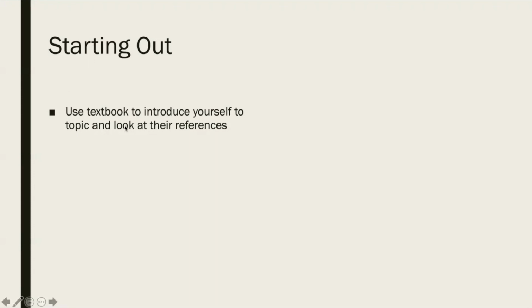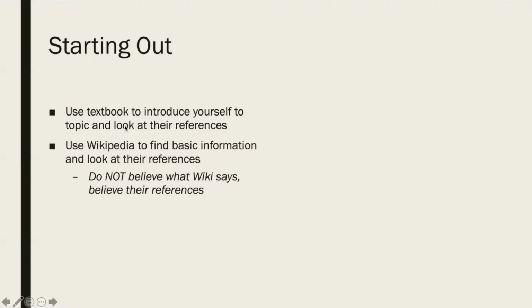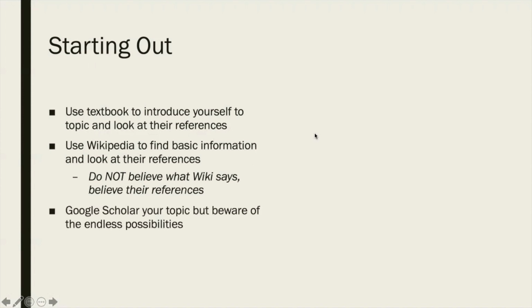You can also use Wikipedia to find some basic information. Make sure you also look at their references. Don't just believe everything that Wikipedia says. You can Google Scholar your topic, but Google Scholar will have a lot of endless possibilities, and I will talk more about the differences between Google Scholar and a curated data set like Web of Science.